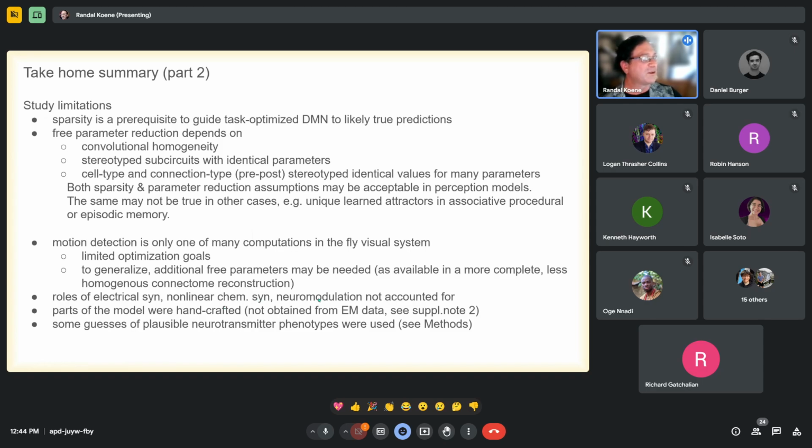Then, of course, a few other limitations that they also mention in the paper: the roles of electrical synapses, nonlinear chemical synapses, neuromodulation. Those things were not accounted for. There were, as mentioned, parts of the model that were handcrafted, that were not obtained from the EM dataset. And they also used some guesses of plausible neurotransmitter phenotypes where that information wasn't available.